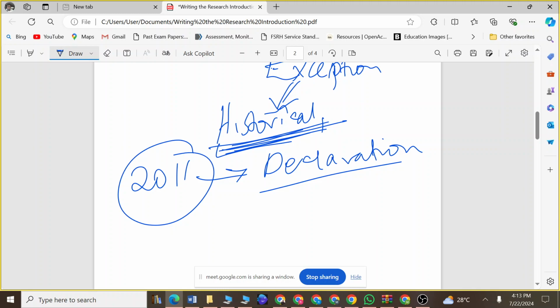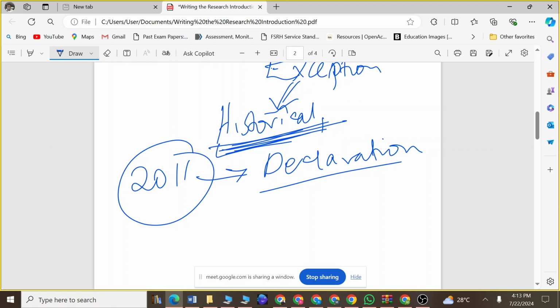And those declarations, of course, some of them are very old, but we still continue to use them. Declarations like the Ottawa Declaration in Health Promotion, declarations like the Abuja Declaration, you can still use that reference. Declarations about primary health care, 1978, those are okay to mention.